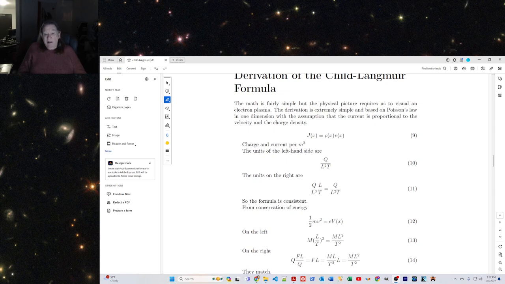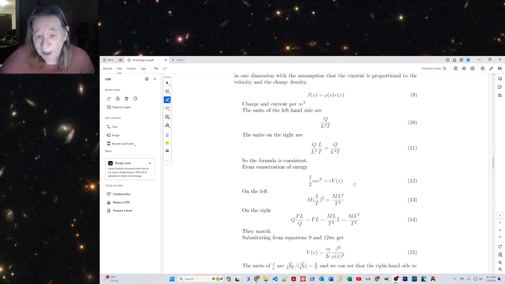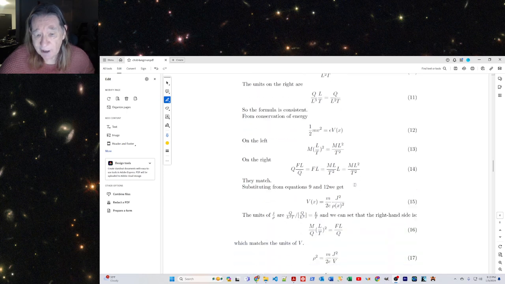And the reason why V is called the potential is it's a measure of potential energy. And in particular, it's energy per unit charge. So we get equation 12, 1/2 mv squared equals E times V. This is conservation of energy. And by the way, if you want this document, request it. I'll send it to you. I work out the units in great detail.